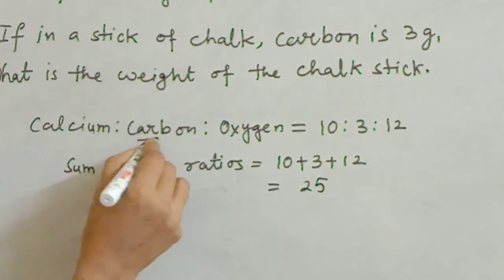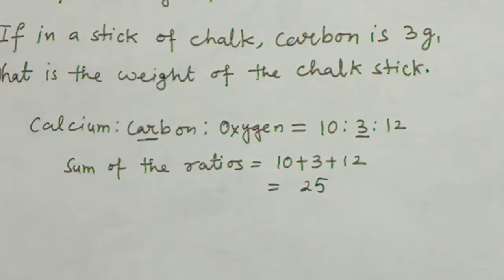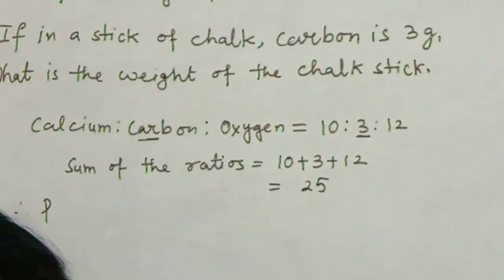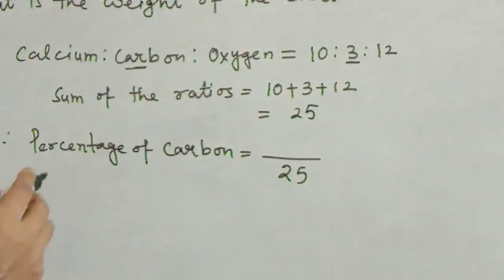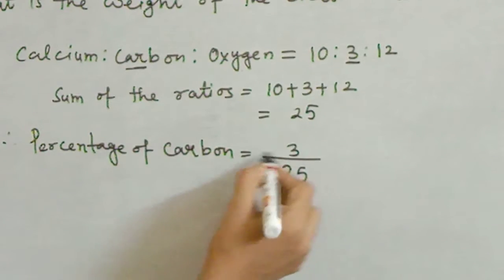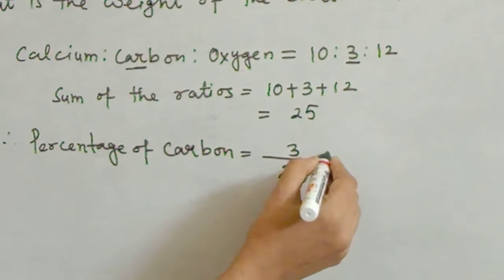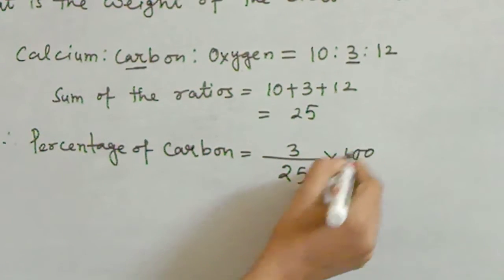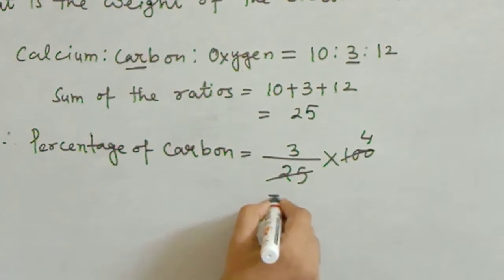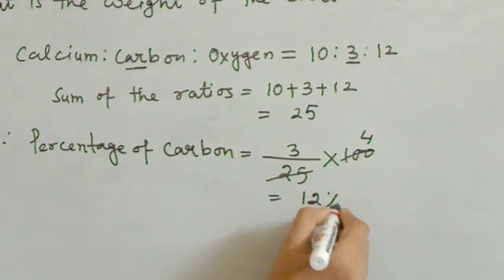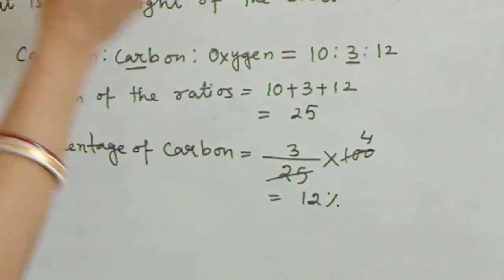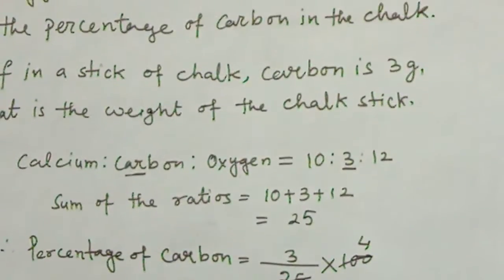Now, you have to find the percentage of carbon only. Carbon is the middle one, so carbon is 3. Therefore percentage of carbon: out of 25, carbon is 3. So you are finding the percentage, into 100. If you cancel it, it is 12%. So the percentage of carbon, the first question's answer, you have completed.